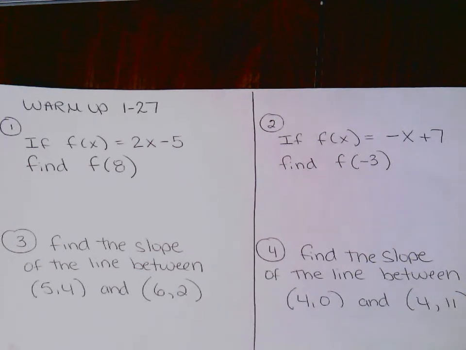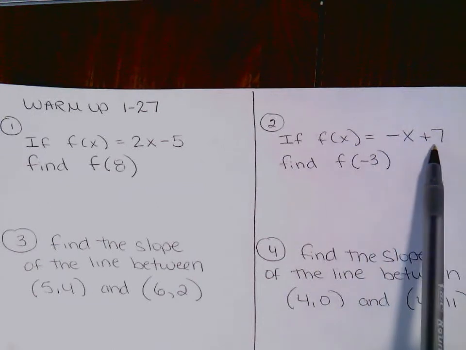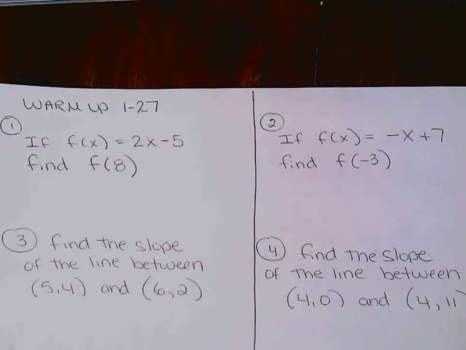There are 7 questions. So question number 2, here's another function notation. F of x equals -x plus 7. Find f of -3. So plug in -3 and write down your answer. Pause the video if this is going too fast, because I want you to actually try these warm-up questions on your own, and I'll show you the answers at the end.